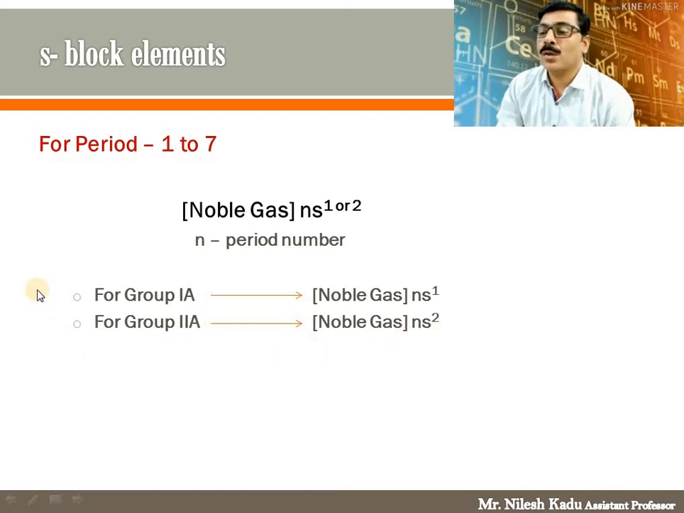So for group first A, the valence shell electronic configuration is noble gas ns1, and for group second A, the valence shell electronic configuration is noble gas ns2, where 2 means the group second A and 1 means the group first A. In this way you can easily write the valence shell electronic configuration of S block elements.